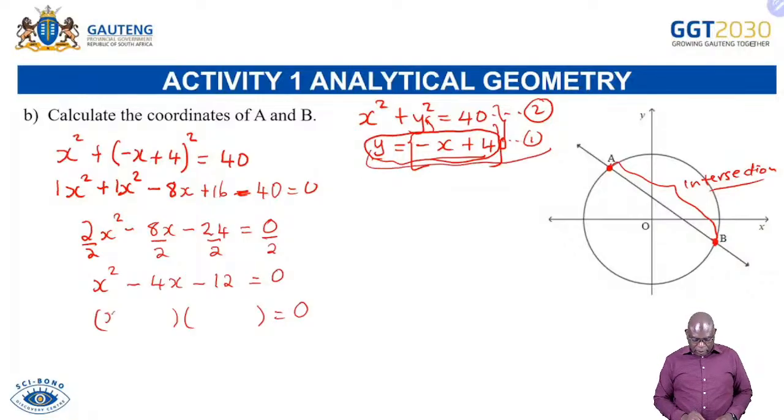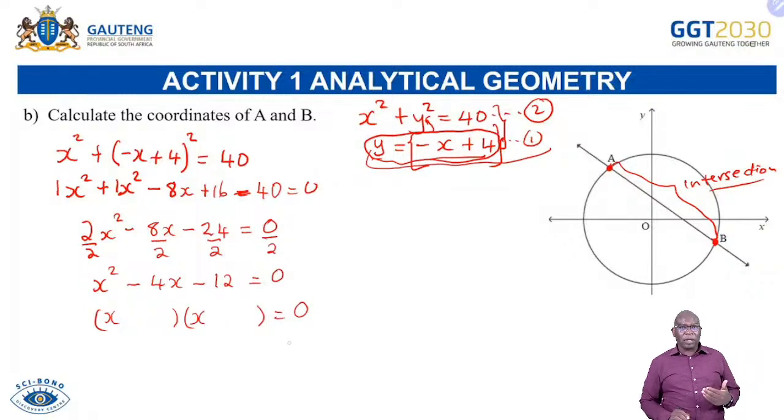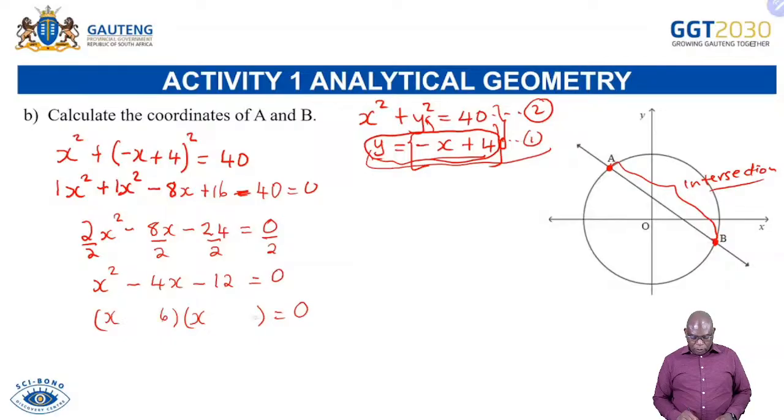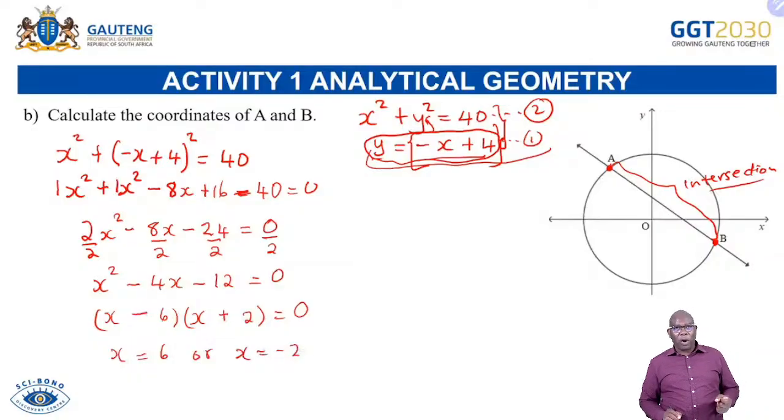So it will be x and x. I can see factors of 12 that can give me 4. It will be 6 and 2. So the 2 will be positive and the 6 will carry the sign of the middle term. Now, in this case, I'll have x equals to 6 or x equals to negative 2. So I've got two values of x.